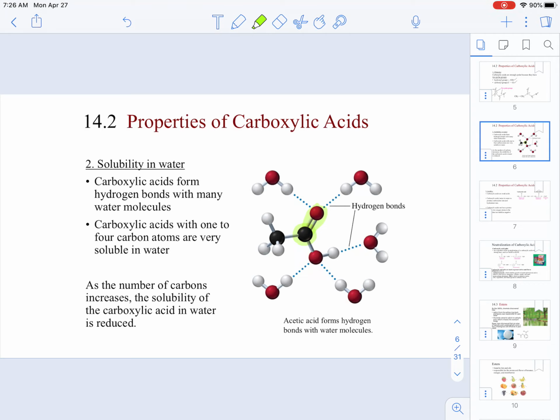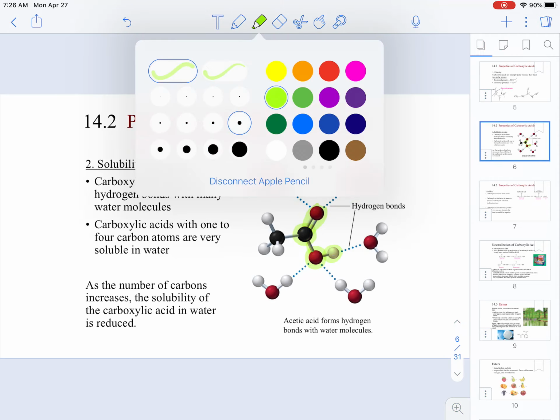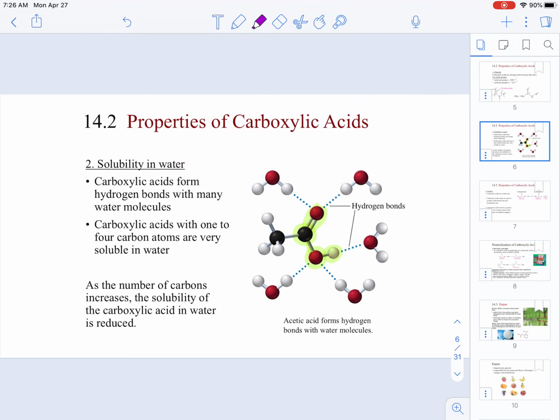As you can see, the carbon is going to be that black ball. The oxygens are going to be the red balls. And in a carboxylic acid, remember, we also have a bond to oxygen, and that oxygen is bonded to hydrogen. The hydrogen bonding events are going to be happening between, and I'm going to highlight them in purple, the oxygen in the carboxyl group and the hydrogen in the water.